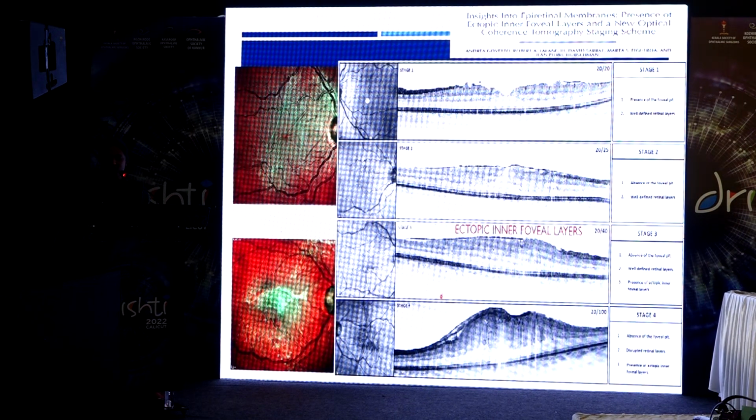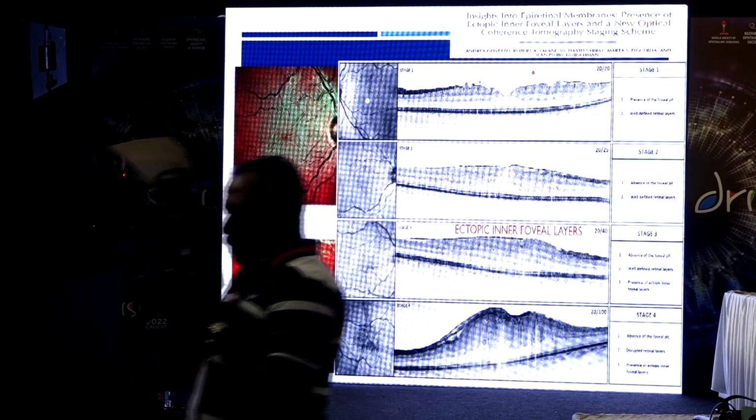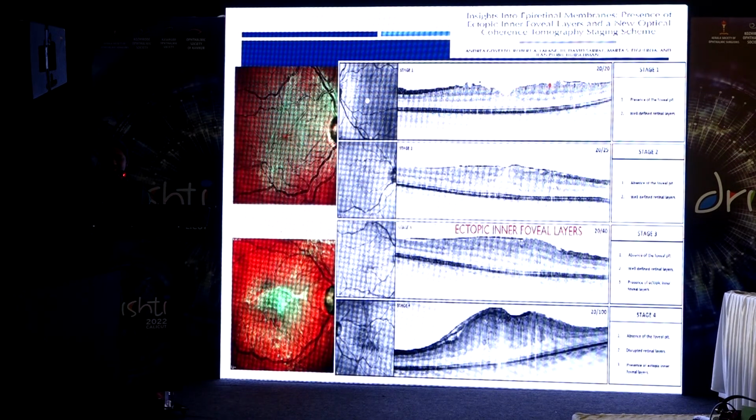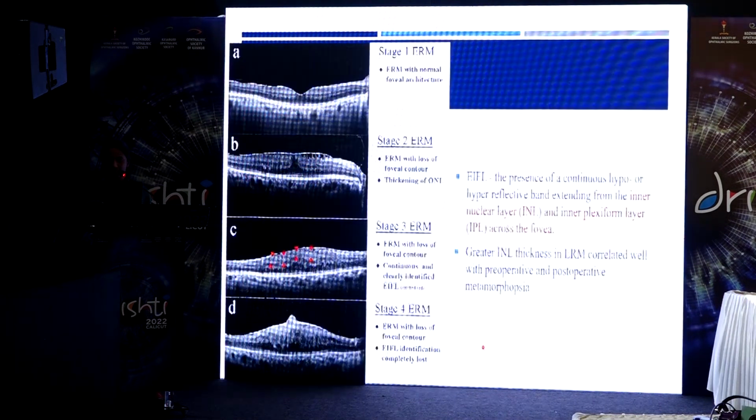So in 2017, Govetto et al. proposed a 4-stage SD-OCT ERM classification. So stage 1 means that ERM is present but the foveal pit is present and the well-defined retinal layers are there. There is no change in the foveal contour as such. In stage 2, the foveal contour is lost, that is absence of the foveal pit, but still the retinal layers can be defined. In stage 3, there will be the presence of ectopic inner foveal layers or IFL, which I will discuss. And in stage 4, there is IFL with the presence of disrupted retinal layers.